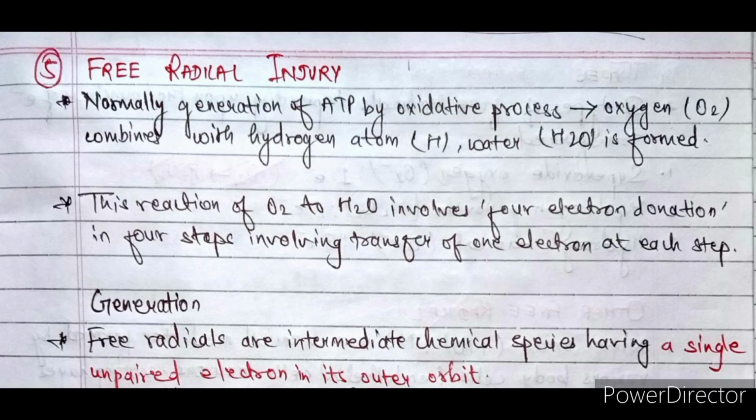Now let's see the theory of free radical injury. Normally, generation of ATP is done by an oxidative process where oxygen, that is O2, combines with hydrogen atoms and water is formed. This reaction of O2 to water involves 4 electron donations in 4 steps, involving transfer of 1 electron at each step.